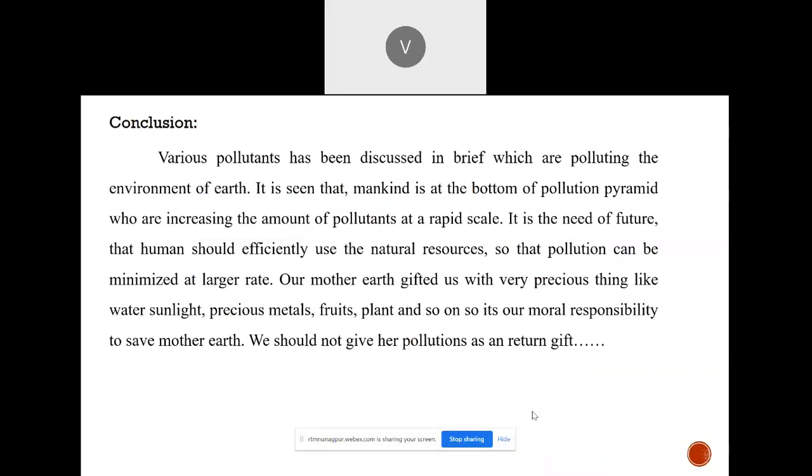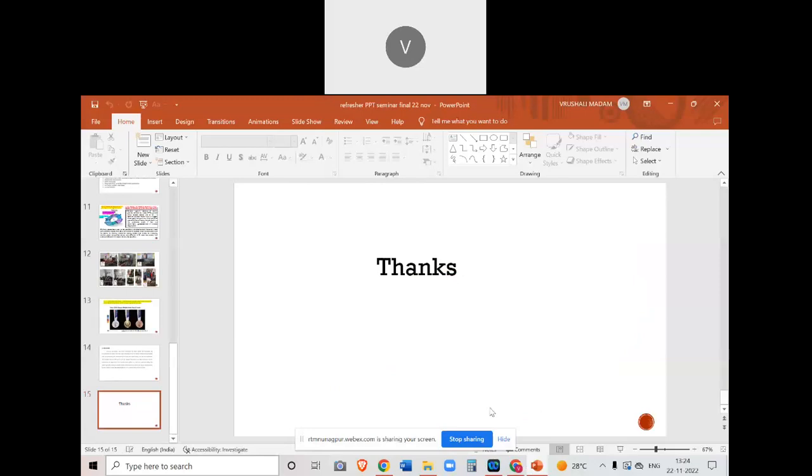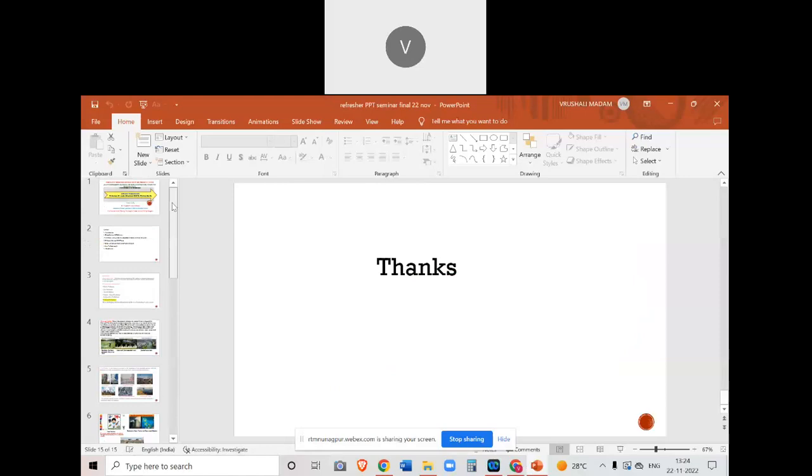The last part is the conclusion. Various pollutants have been discussed in brief, which are polluting the environment of the earth. It is seen that mankind is at the root of the pollution, increasing the amount of pollutants at a rapid scale. So it is the need of the future that humans should efficiently use natural resources so that pollution can be minimized at the largest scale. Our Mother Earth gifted us very precious things like water, sunlight, precious metals, fruits, plants, and so on. So it's our moral responsibility to save Mother Earth. We should not give her pollution as a return gift.